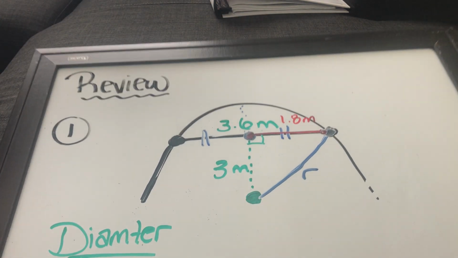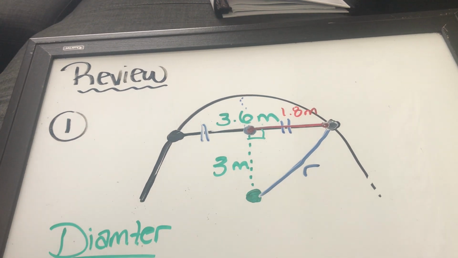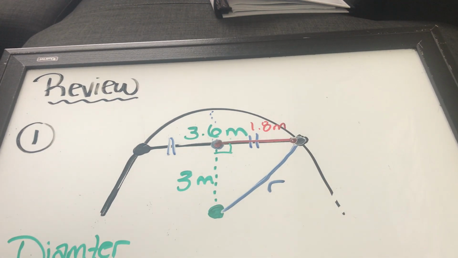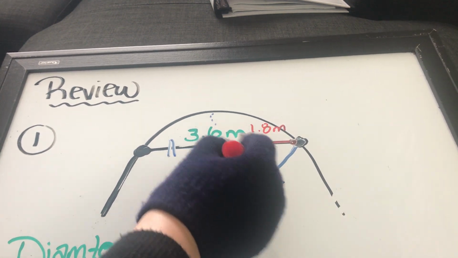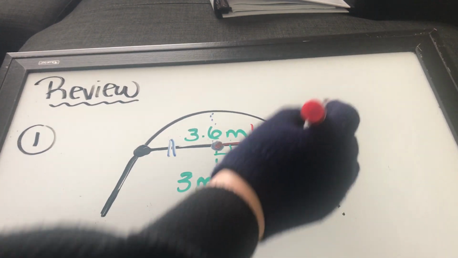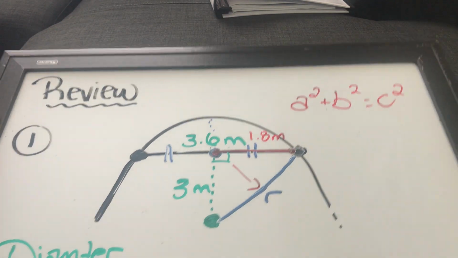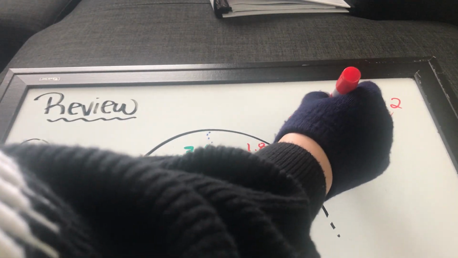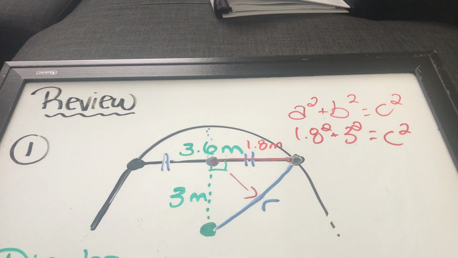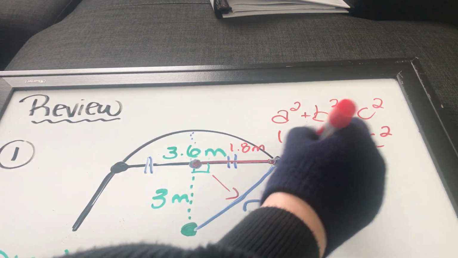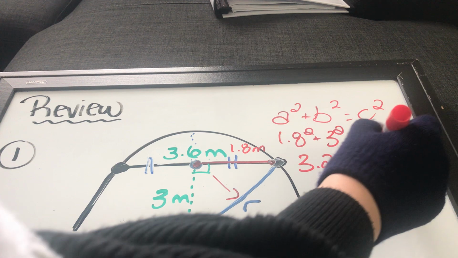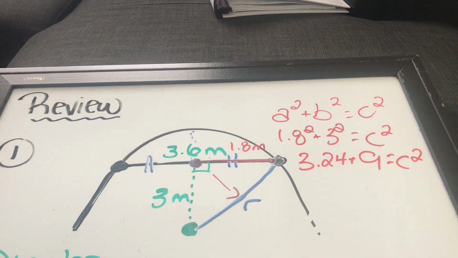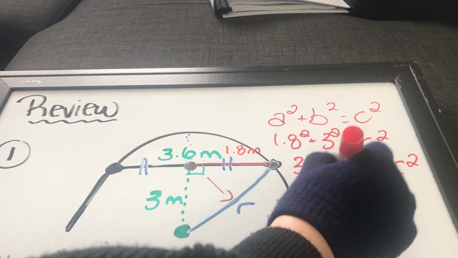Okay? So now I can use Pythagorean theorem to find my radius. So this is my long side, so that's my C. So A squared plus B squared equals C squared. Now for my A, 1.8 squared plus 3 squared equals C squared. Okay? When I square 1.8, I get 3.24. When I square 3, I get 9. When I add those two together, I get 12.24.